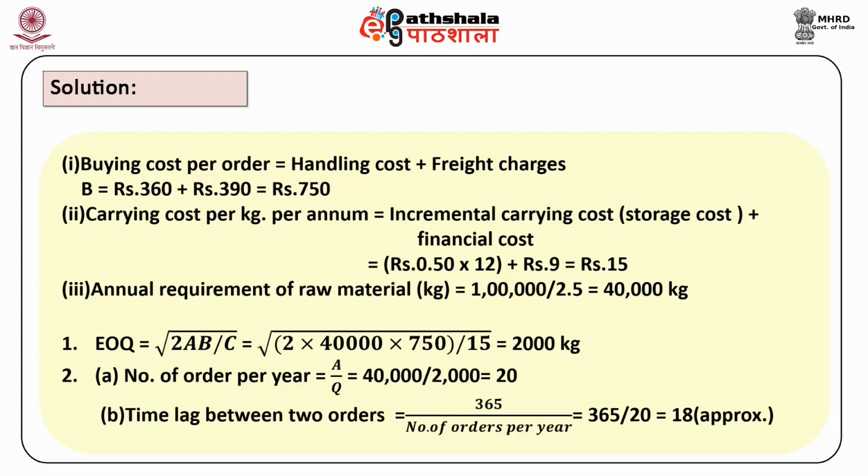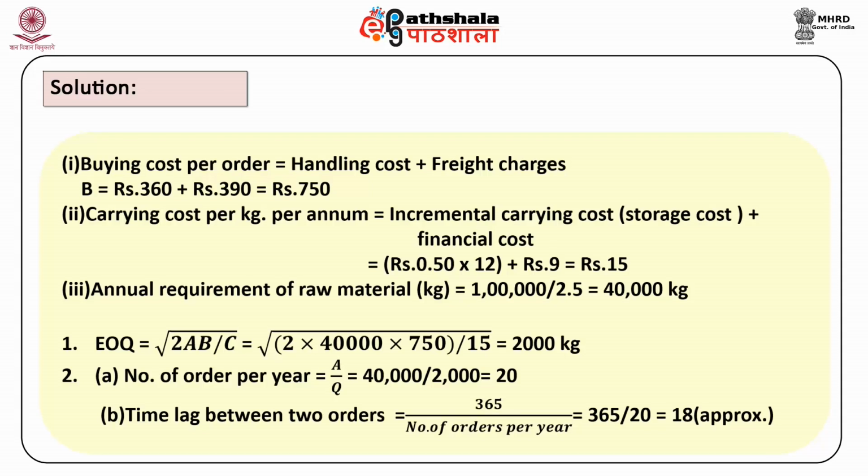The annual requirement of raw material is 1 lakh divided by 2.5, which is equal to 40,000 kg. So EOQ is equal to the square root of 2AB divided by C, which in our example is 2 into 40,000 into 750 divided by 15. Take the square root of this, which comes to 2000 kg. Number of orders per year is A upon Q, which is 40,000 divided by 2000, equal to 20.